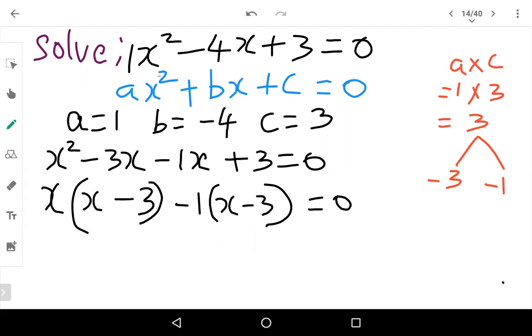Now in this step, x minus 3 is common. So I will take it to one side. What is left out? x minus 1 is left out.